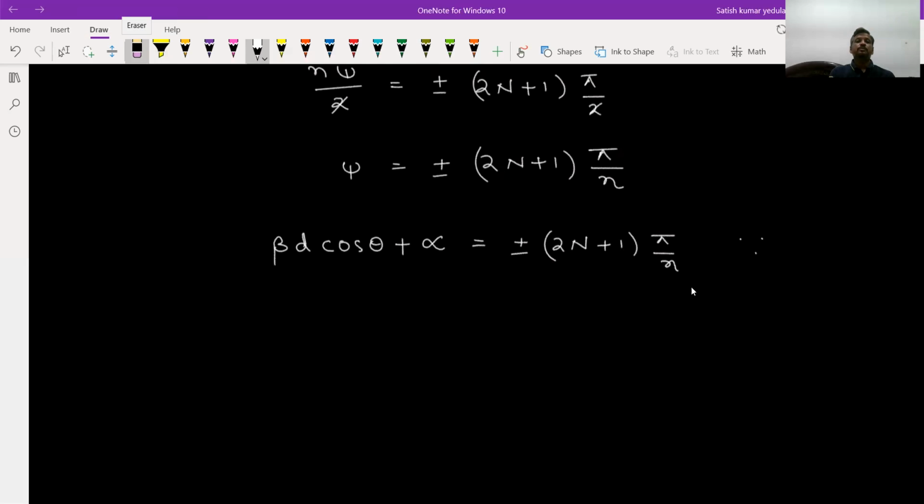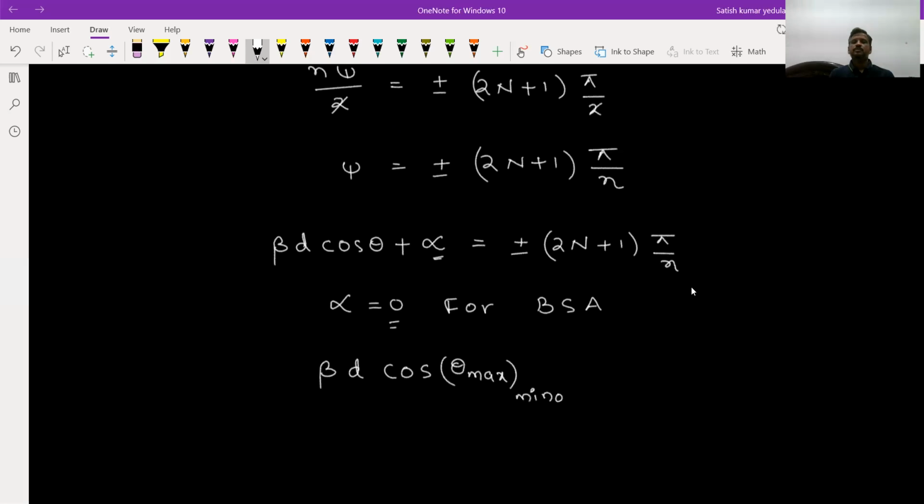Don't substitute now. In the next step we'll substitute alpha equal to 0 for the broadside array case. Otherwise you can send alpha to the right hand side and then substitute. But for the broadside array case, it is clear that alpha equal to 0. So beta d into cos of theta, which I have considered as the maxima of minor lobes, you can now write as equal to plus or minus 2n plus 1 into pi by this small n.